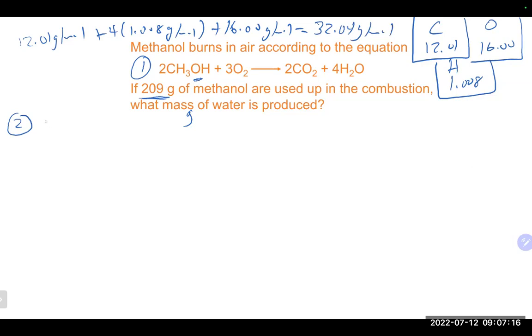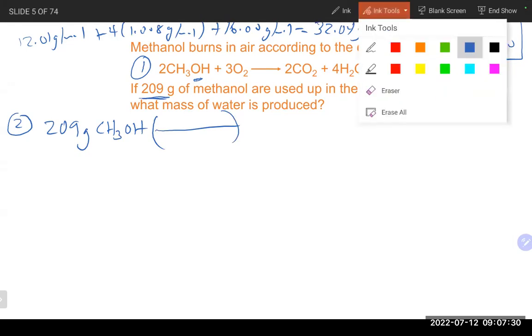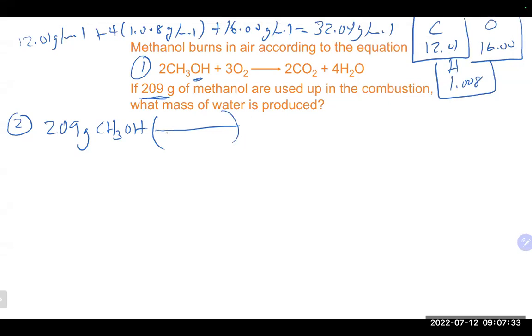So step number two, we'll take the grams that was given to us, 209 grams of CH3OH, using the molar mass from the periodic table. We'll put the grams on the bottom so that they cancel. It gives us 32.04 grams per mole of CH3OH. If we get an answer at this point, 209 divided by 32.04 gives me something like 6.5231 moles of CH3OH.